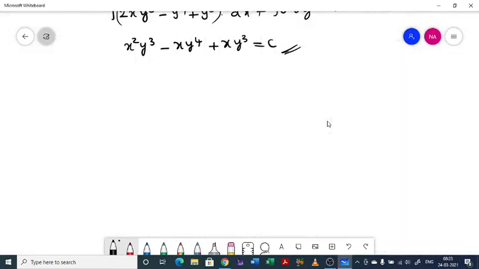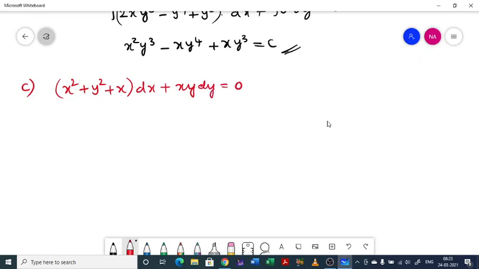So next problem, C. Solve (x square plus y square plus x) dx plus xy dy equal to 0. Solution. Here M equal to x square plus y square plus x, okay, and N equal to xy.